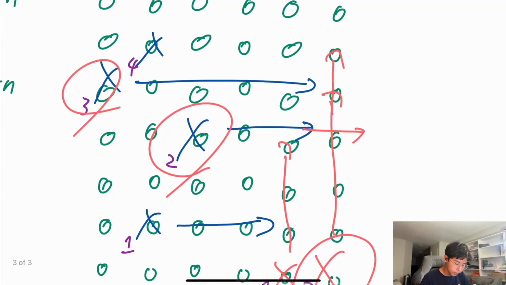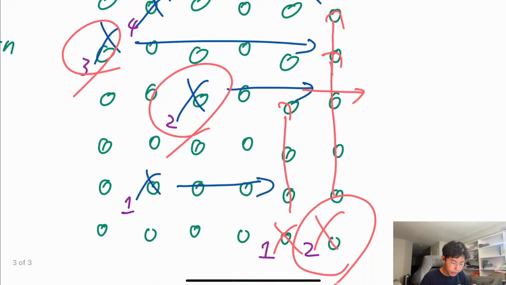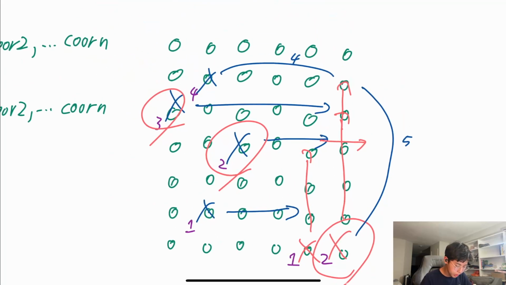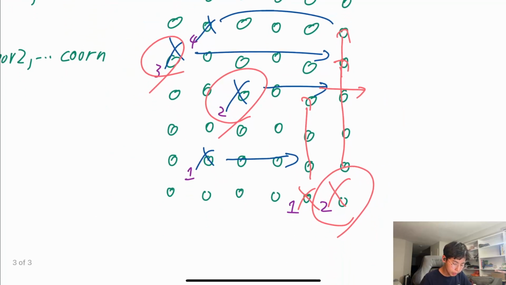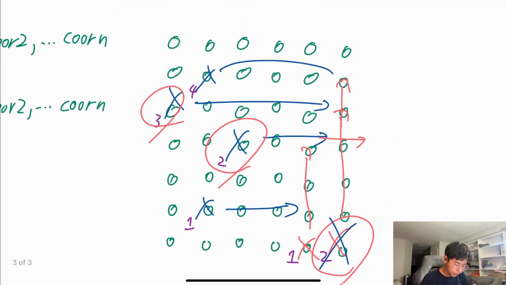Let's get 2 and 4. This is a distance of 4, and this is a distance of 5. And so obviously here 2 gets stopped and 4 keeps on going. Okay, that whole thing made sense, right?